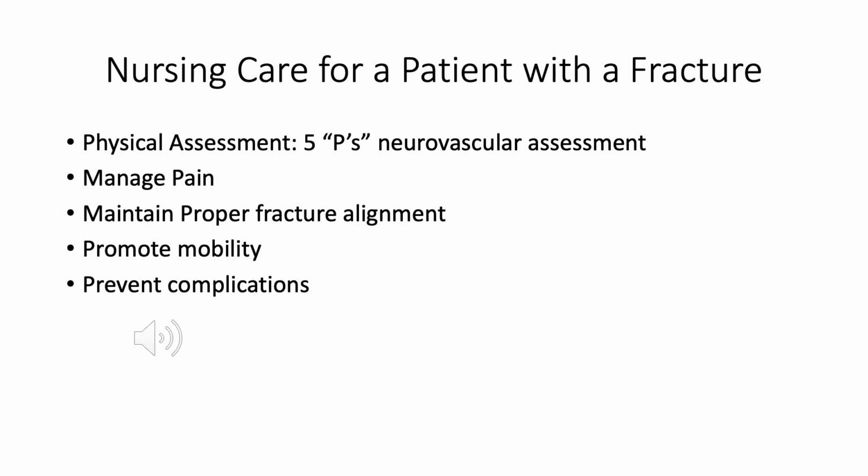We want to promote mobility and early ambulation. Early ambulation increases circulation and reduces the risk of complications, especially DVT. If the patient is in traction and their mobility is restricted, you want to help with passive and active range of motion exercises that maintain blood flow and strengthen muscles. You want to reposition the patient every 1 to 2 hours to prevent breakdown.